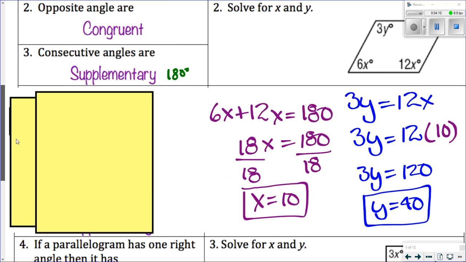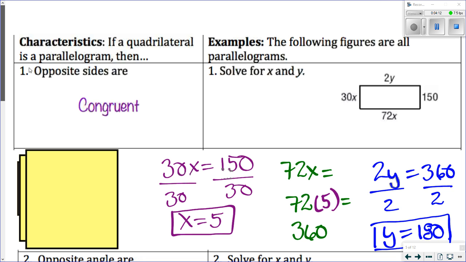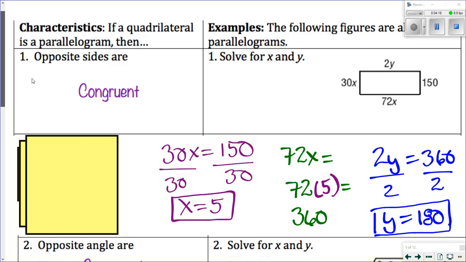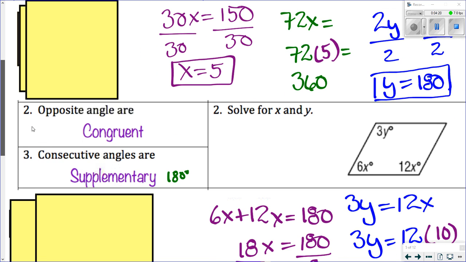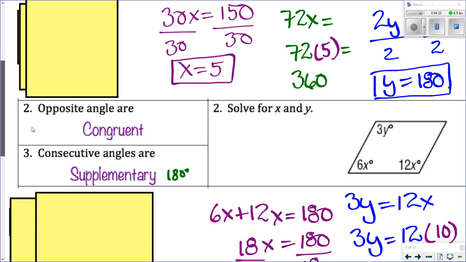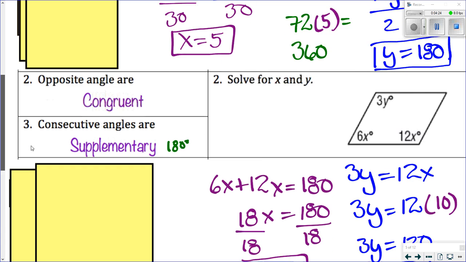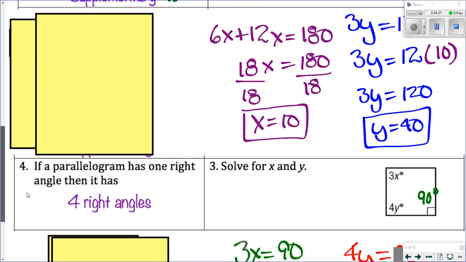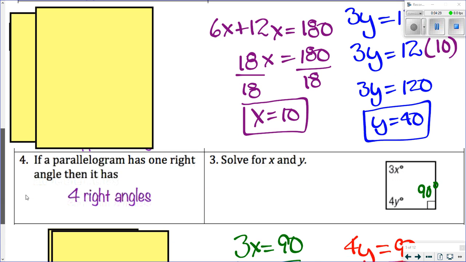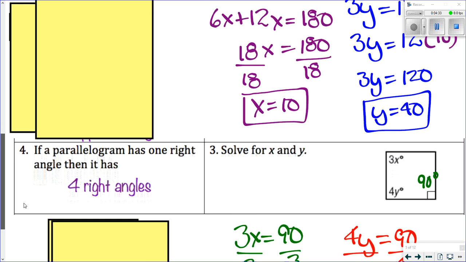Okay, so just a recap of the characteristics. It says if a quadrilateral is a parallelogram, then the opposite sides are congruent, the opposite angles are congruent, the consecutive angles are supplementary, that means it adds up to 180, and if a parallelogram has one right angle, then that means all the others are right angles too, so there'd be 4 right angles.